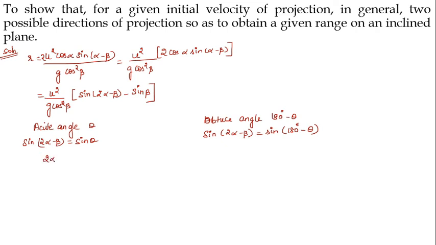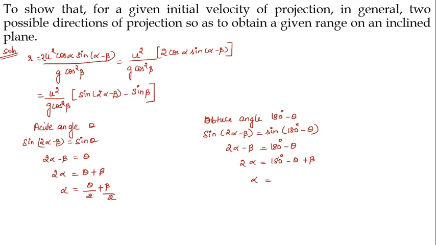So this will be 2 alpha minus beta is equal to theta. I'll find alpha. So similarly, 2 alpha minus beta is equal to 180 degree minus theta. So 2 alpha is equal to theta plus beta. Alpha is equal to theta by 2 plus beta by 2. Okay. Similarly, 2 alpha is equal to 180 degree minus theta plus beta. Alpha is equal to 180 by 2, that is 90 degree, so 90 degree minus theta by 2 plus beta by 2. So there are two different alphas. So I am considering this as alpha 1 and this as alpha 2. Right. So now I am going to check whether these two angles are equal.